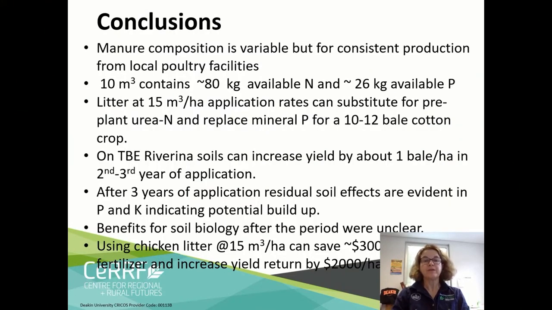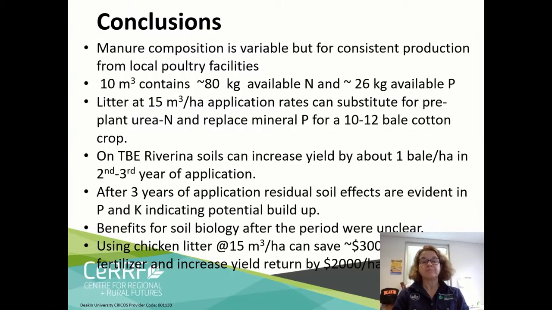So in conclusion, manure composition is variable, but for consistent production from local poultry facilities, the farmers who are in close proximity to sheds of particular processing may be able to get some uniformity of product. Around Griffith now, the sheds are producing about 80 kilograms of available nitrogen and about 26 kilograms of available P for every 10 meters cubed. At practical application rates of 50 meters cubed per hectare, these can therefore substitute for pre-plant urea N and replace mineral P for a 10 to 12 bale cotton crop.